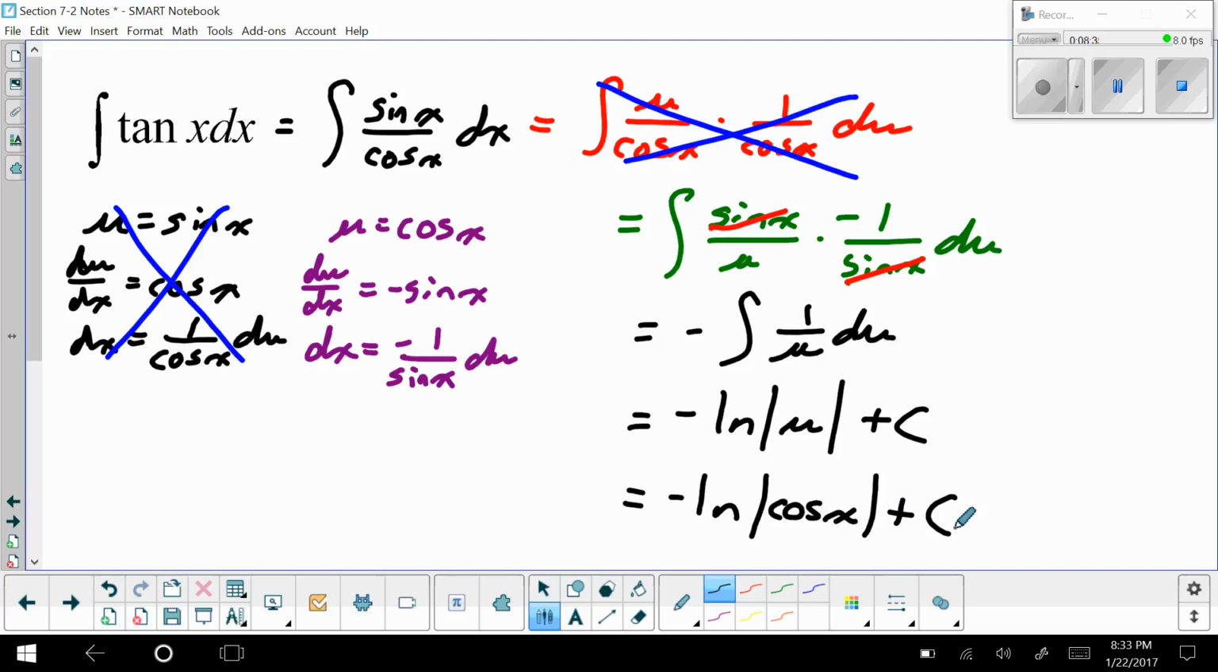Now, you may have noticed that I threw in absolute values around my u and my cosine when I did my antiderivative to natural log. And the reason for this is the domain of the natural log is positive numbers. So I don't know enough about u to know if u is positive all of the time, so I have to force u to be a positive number when I take its natural log, which is what the absolute value does. And then same with cosine. I know cosine is not always positive. So the absolute value forces it to be positive, so I can always take the natural log of it.